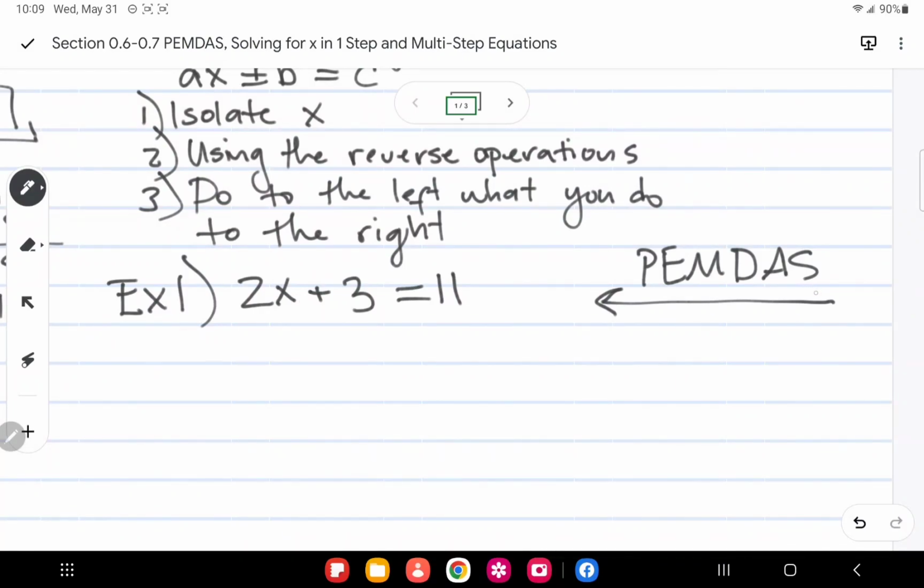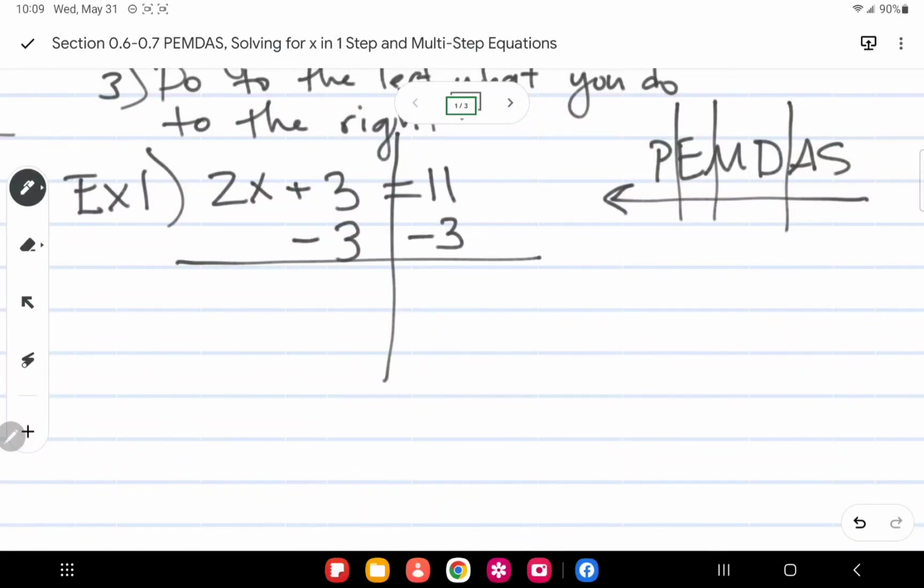So is there a subtraction? No. Is there an addition? Yes. 3 is being added to x. What is the opposite of addition? Subtraction. So we're gonna subtract that number 3, draw the wall. Whatever you do to the left, you also do to the right. So 3 minus 3, that becomes 0. It should always equal 0. Now 11 minus 3, we know that is 8, right? Obviously the 0 disappears, so we have 2x and then 8 on the right side.